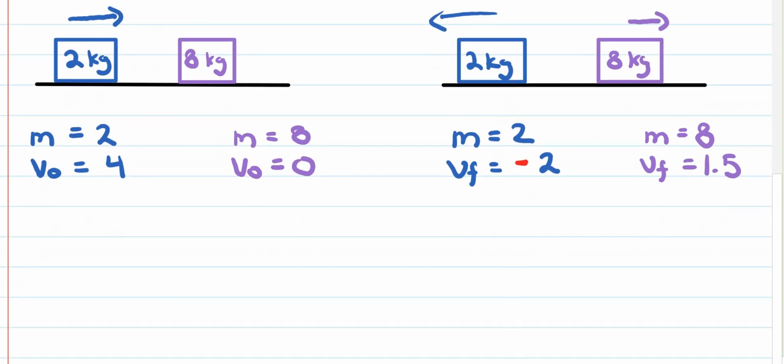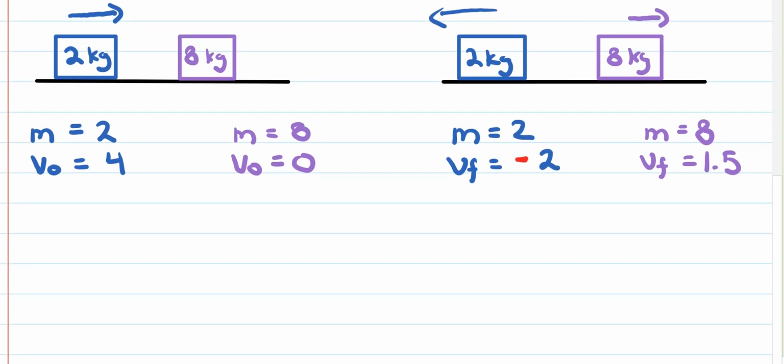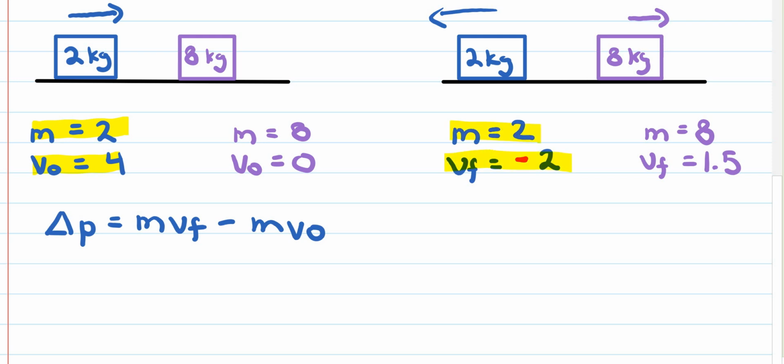Okay, so let's take a look at the change in momentum for the 2 kilogram cart. The change in momentum for the 2 kilogram cart is really your mass times your final velocity minus your mass times your initial velocity. So we're looking at this information here, which I'm highlighting in yellow.